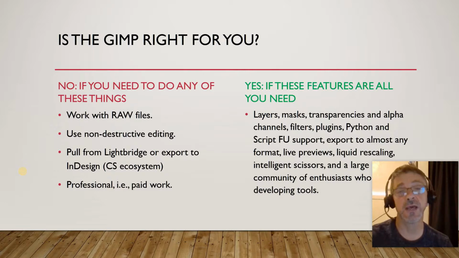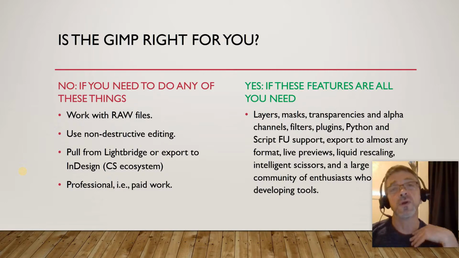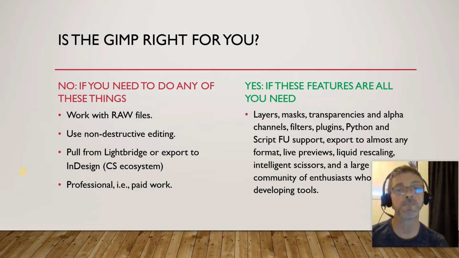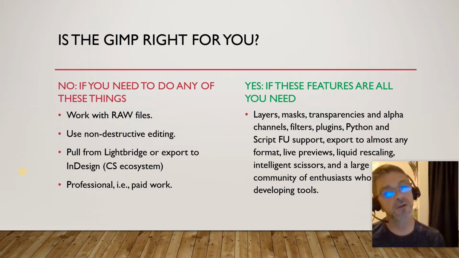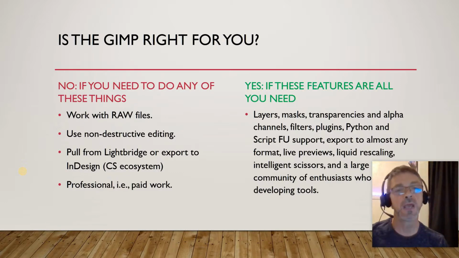That all having been said, if the following features, which are so many I couldn't even put them in a bulleted list properly, are good enough for you, then great. So the GIMP out of the box offers the ability to work with layers, masks, transparencies, alpha channels, filters, plugins, Python and script-fu support. You can export to just about any format, and conversely, you can open just about any format to edit, except for PSD. PSD sometimes loses information. Be aware of that. But if you're using PSD, you're a Photoshop guy.